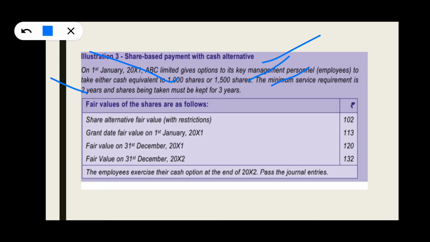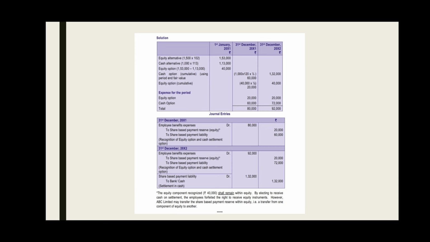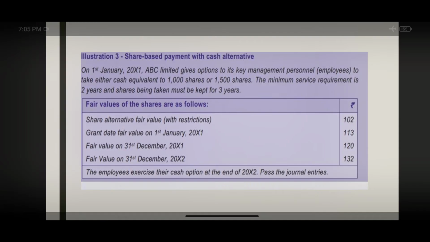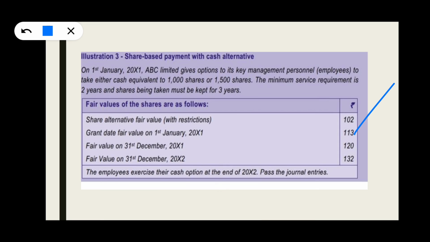So first, how much stock appreciation right needs to be recognized? 1000 into granted fair value, that is the share alternative fair value with restrictions. So 1000 into 113 needs to be recognized, and 1500 into 102 minus 1000 into 113 needs to be recognized for equity settlement. Why this?